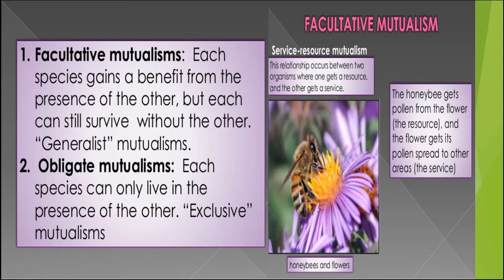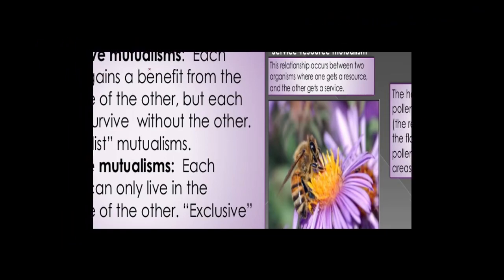We can see this is an example of facultative mutualism, that is, service resource mutualism. In this relationship between the organism and the plant, both of them are getting benefit. The honeybee gets pollen from the flower, and the flower gets its pollen spread to other areas. So this is an example of facultative mutualism.